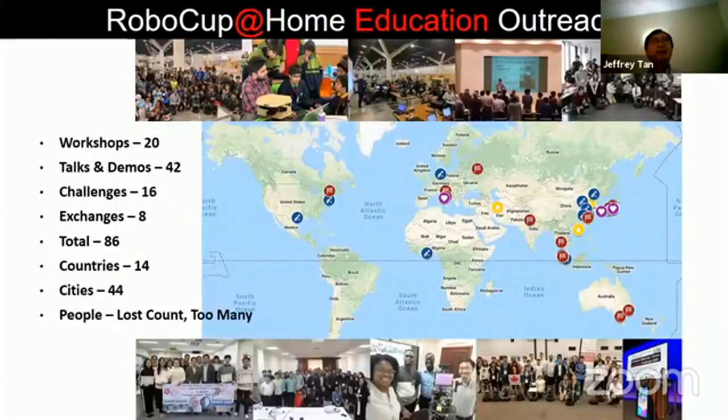Okay, so these are some statistics about our outreach activities. We have gone through many places. We have run workshops, talks, and the rest. We have covered many cities and countries, and we are very happy that we have a lot of communities that like our activities and work together with us. You can see there are many pictures. If you like those photos, you can go to our website. We have a lot more photos on our website.